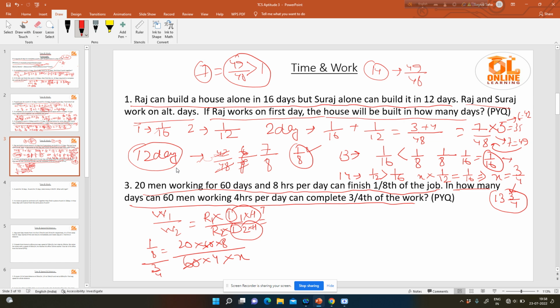60 will be cut. Okay, 4 twos will be 8, and on the other side 1 by 8 we can write this as 4 into 8 into 3. We can write this as 20 into 2, 40 by x. 4 and 10 will be cut. Okay, then it would be x is equal to 10 into 8 into 3. It would be 240 days. So they have to work for 240 days. Hope you have understood.